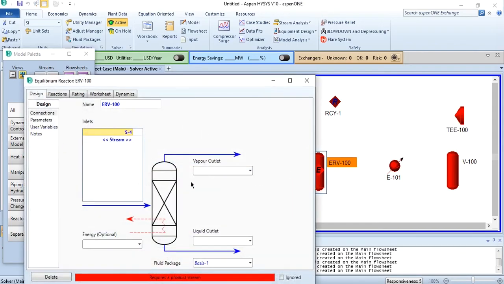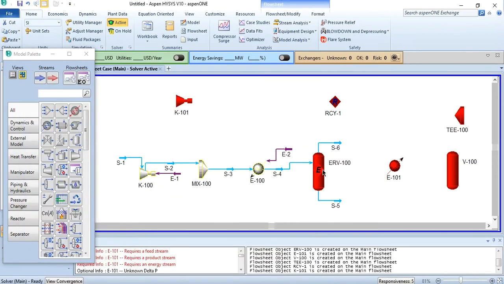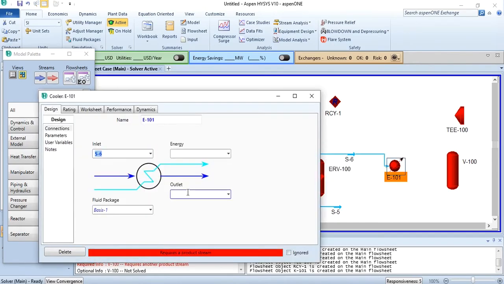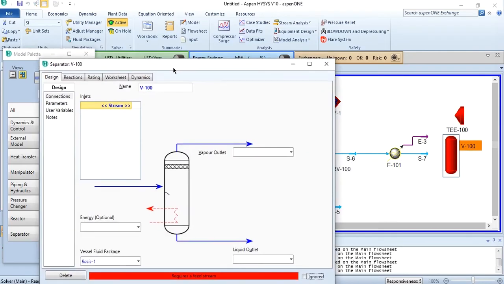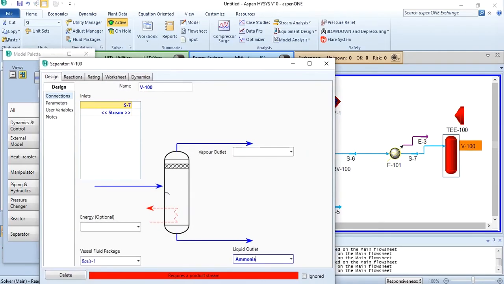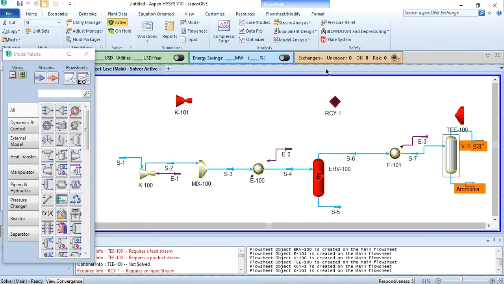Then S4 is entered over here, S6 is vapor, S5 is liquid. Obviously it's a vapor phase section, so no liquid will be produced, but you have to show it. Then S6 is sent to the cooler, S7, and again align it, so your PFD looks much better for a good representation. Then S7: the bottom product is ammonia, the top product is the S8 stream. So first we will solve it and then we will go to the recycle.